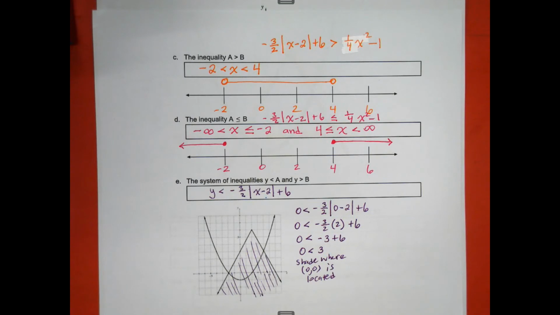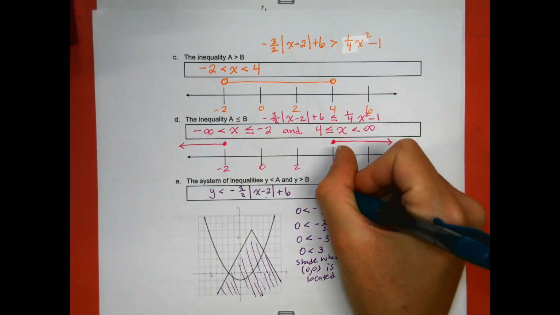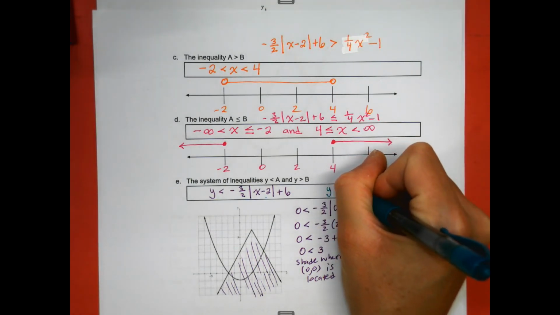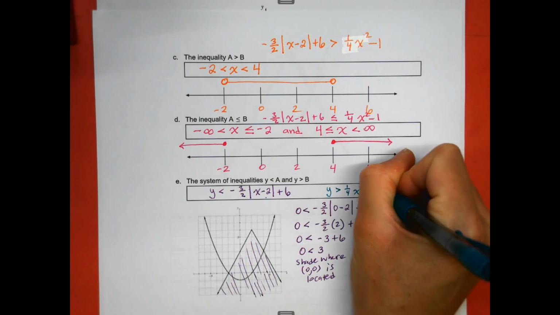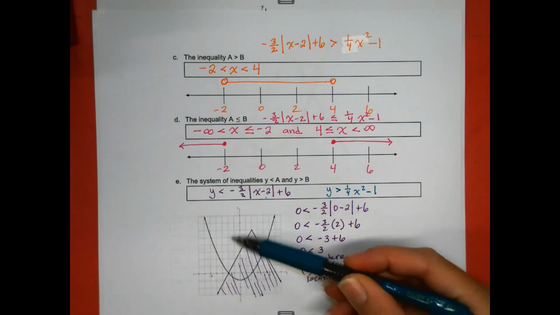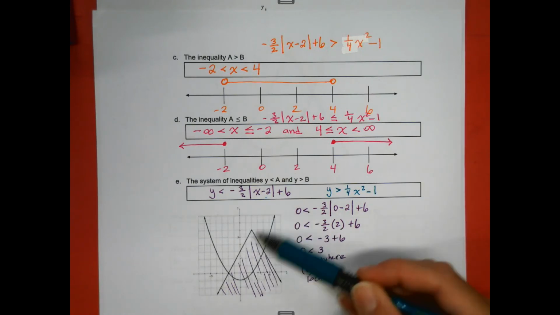Then we would want to look at the other equation. The other equation is y is greater than 1/4 x squared minus 1. So here we're looking for things that are above it. So we would be shading this region.